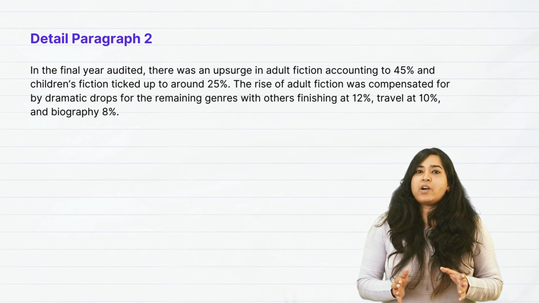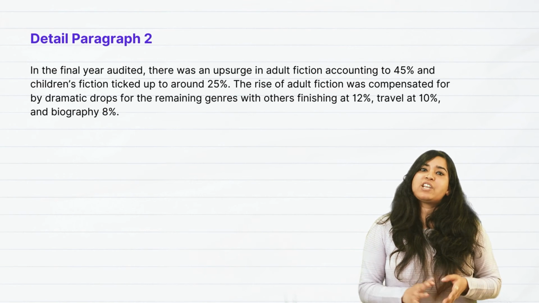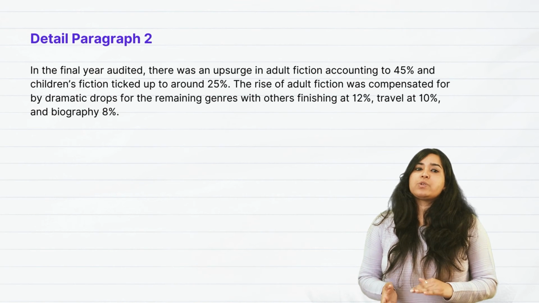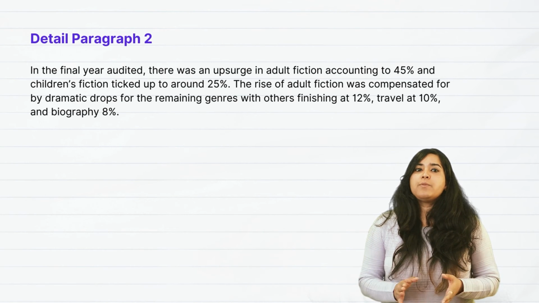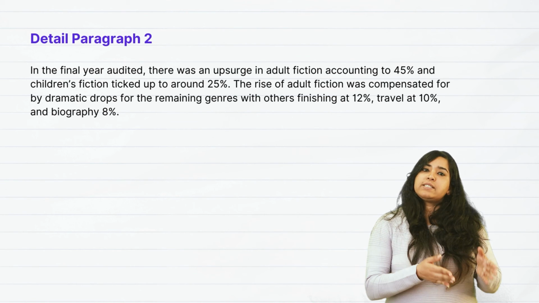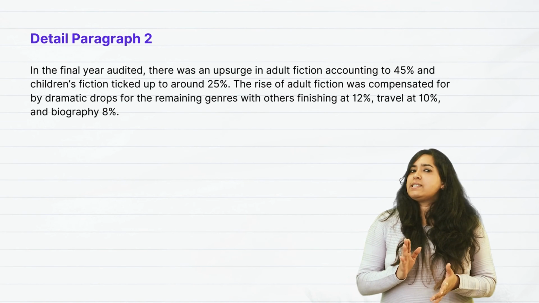In the final year audited, there was an upsurge in adult fiction accounting to 45%, and children's fiction ticked up to around 25%. The rise in adult fiction was compensated for by dramatic drops for the remaining genres, with others finishing at 12%, travel at 10%, and biography at 8%. Let's put the essay together and see what this looks like.